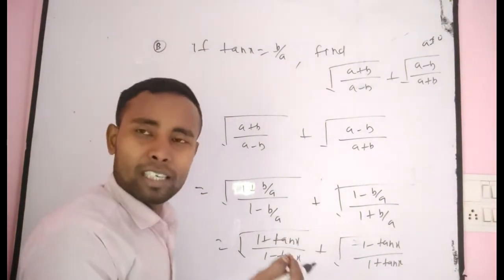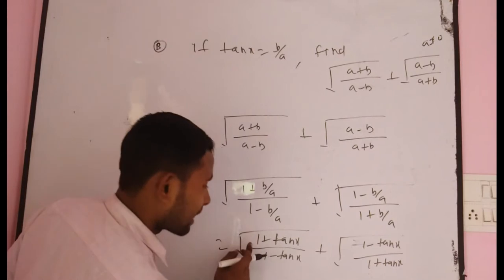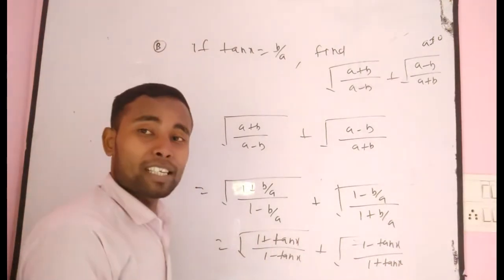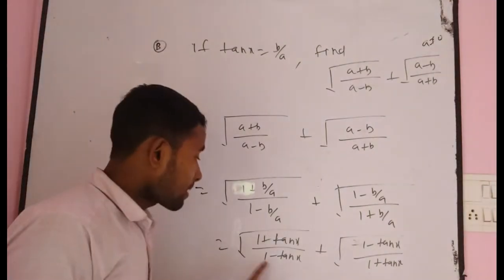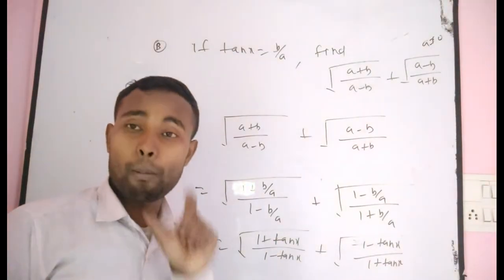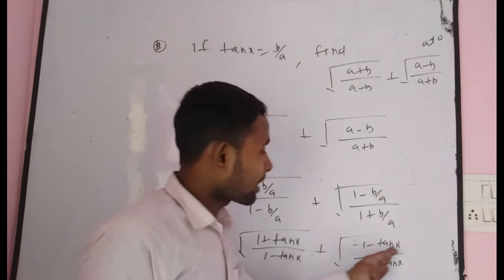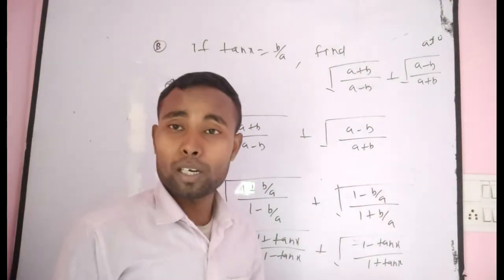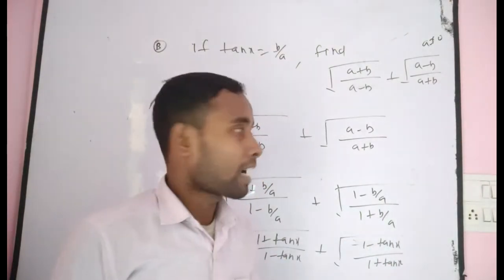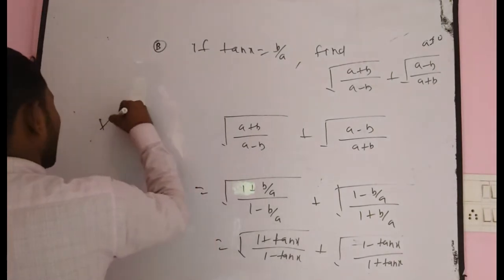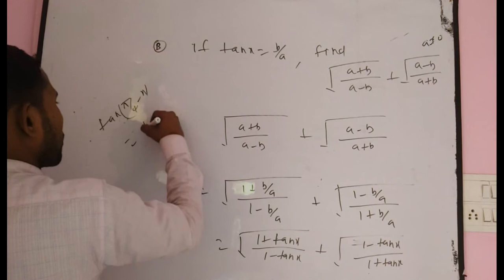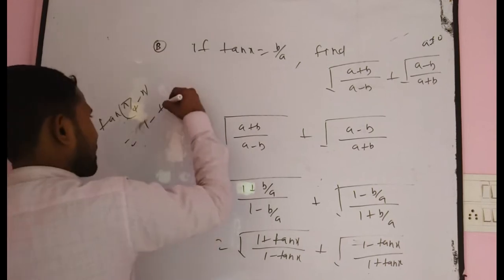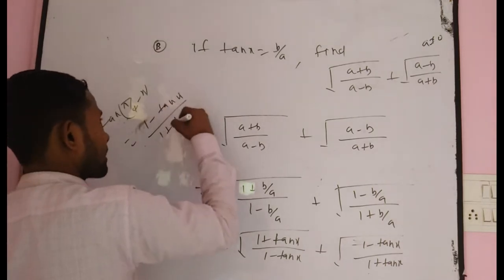But I want to write some steps again. Can you write 1 plus tan x divided by 1 minus tan x is equal to what? Now you definitely can write directly 1 plus tan x divided by 1 minus tan x is equal to tan of pi by 4 plus x. And here 1 minus tan x divided by 1 plus tan x is equal to what? tan of pi by 4 minus x. I think I leave its formula. tan of pi by 4 minus x is equal to 1 minus tan x divided by 1 plus tan x.